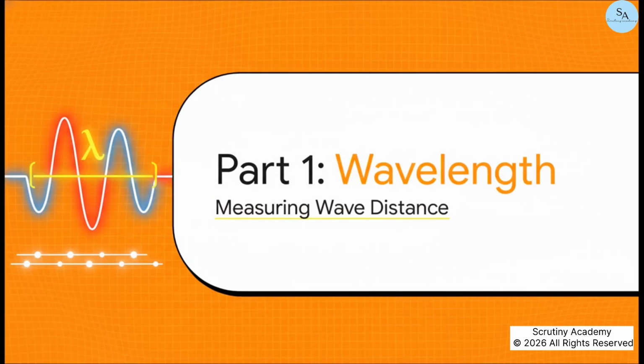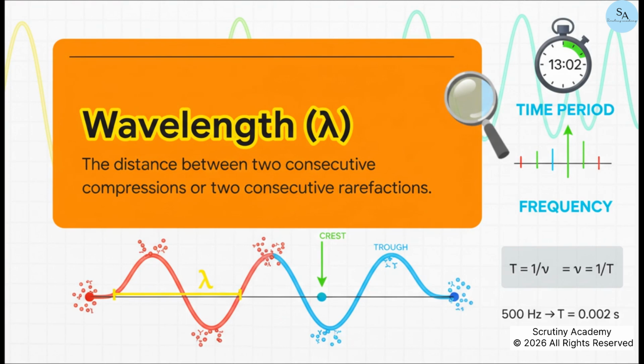Okay, first up in our toolkit is something called wavelength. This one is all about measuring the physical distance of a single wave. You can almost think of it as the wave's footprint as it moves through the air. Now, let's look at the official definition. As a sound wave travels, it creates these two alternating zones. You get areas where the air particles are all squished together. We call those compressions. And then you get areas where they're all spread apart, and we call those rarefactions.